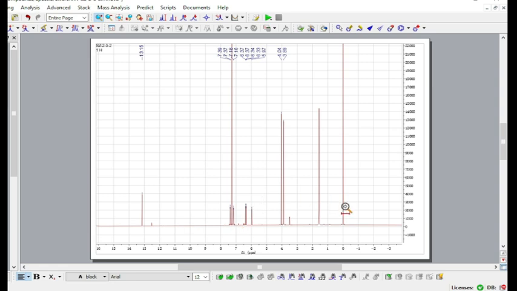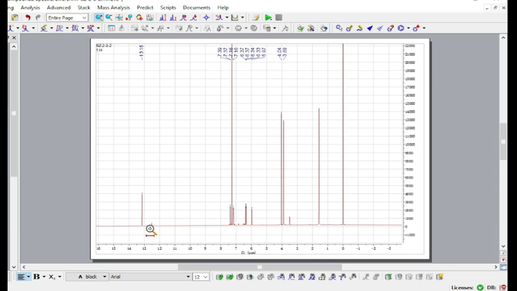We have signals in different regions, starting with this signal which shows the TMS. This is around 1.5 ppm. These two signals, these are at 3.89 and 4.04, and then we have these signals from 6 to 7.5 ppm, and then we have a signal here around 13 ppm.